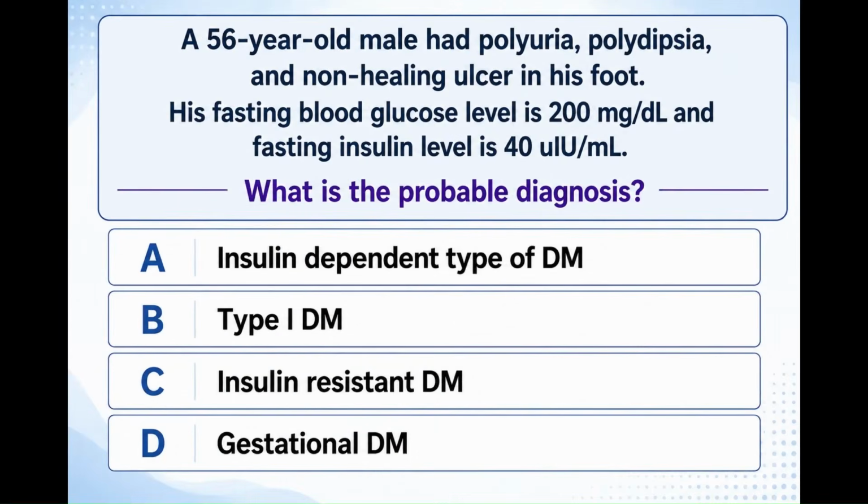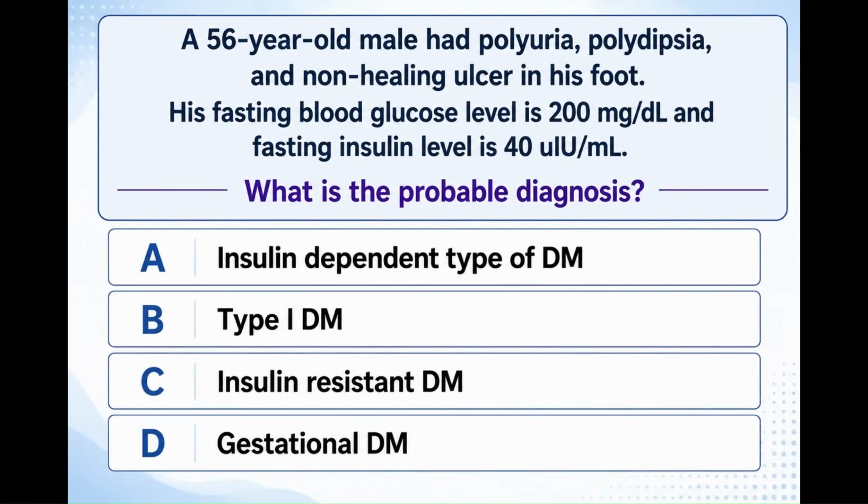Even though a lot of glucose transporters are there, only GLUT4 is insulin dependent. Even though the insulin levels are very high, still it is not helping the receptor to get activated. That's why it is called the insulin resistant type of diabetes mellitus.